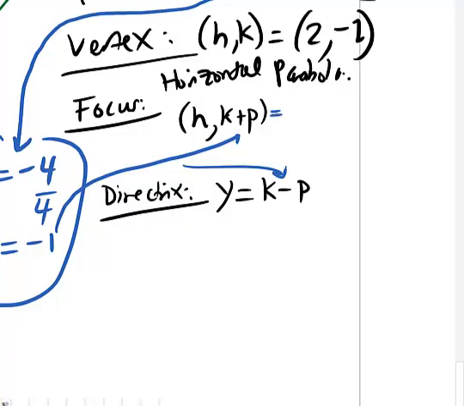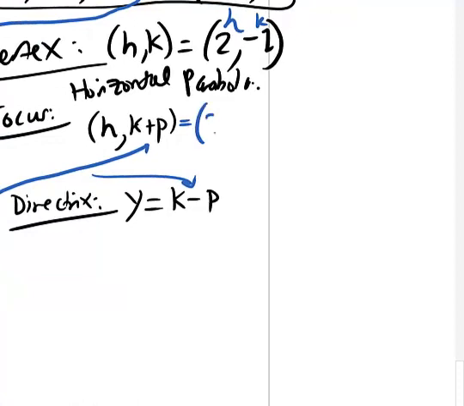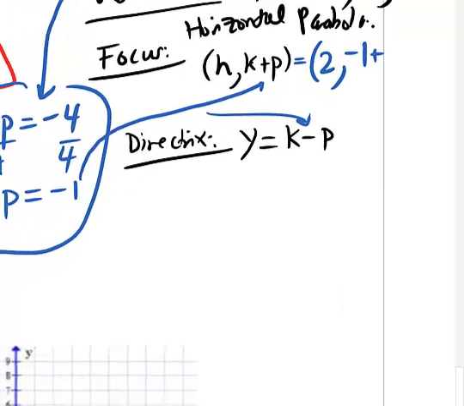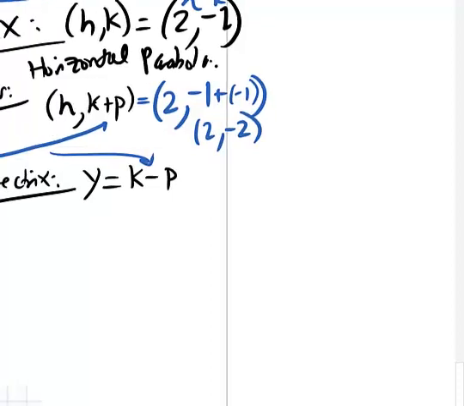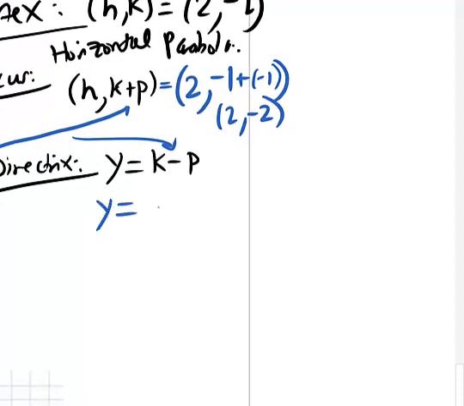Let's see, h was 2 and k was negative 1. Let me fill those in. H is 2, comma, k, negative 1, plus p was also negative 1. Looks like that's going to be 2 comma negative 2 for the focus. And the directrix is the line y equals k, k is negative 1, minus p, but p is also negative 1. So it's y equals negative 1 minus negative 1, which is actually negative 1 plus 1, which is 0.